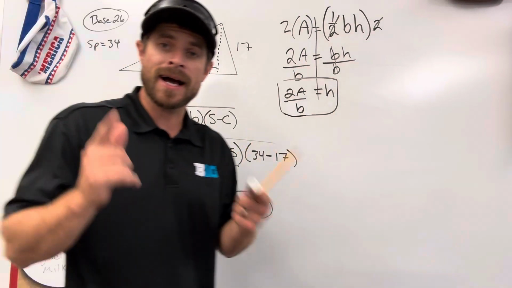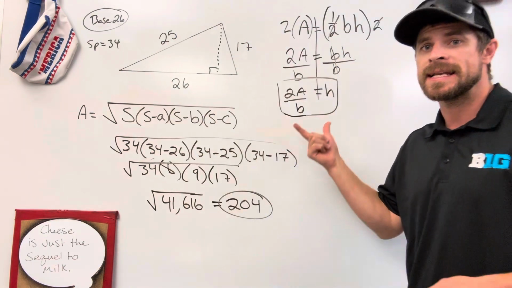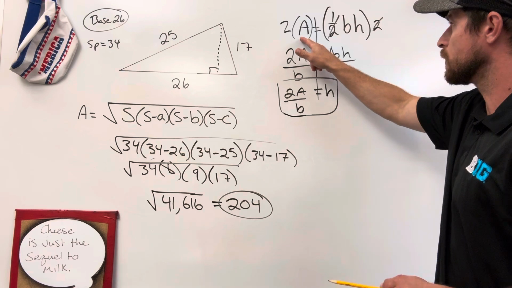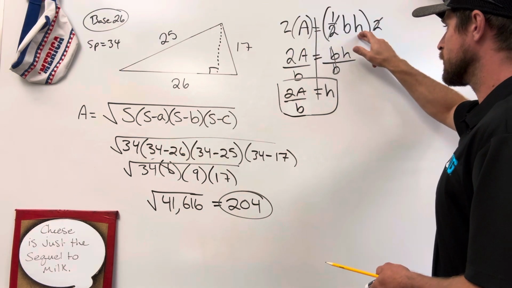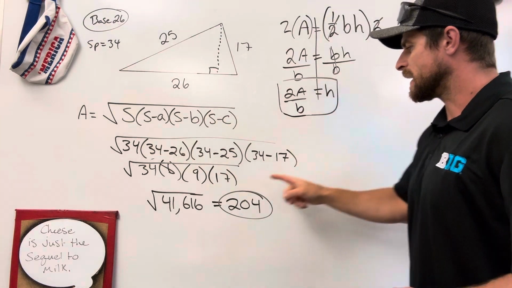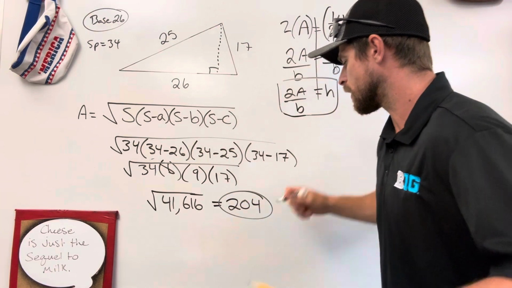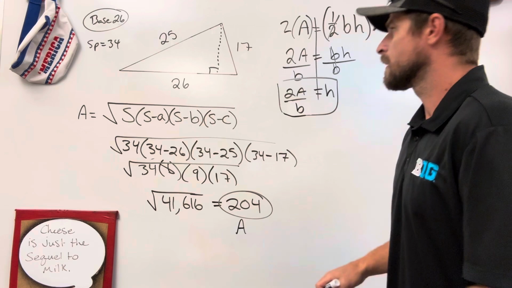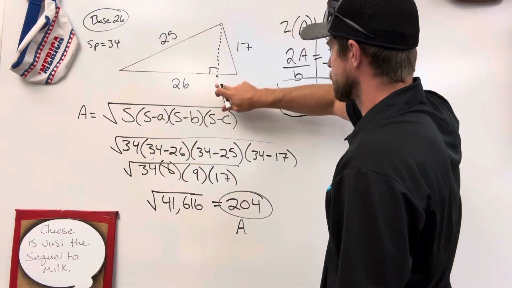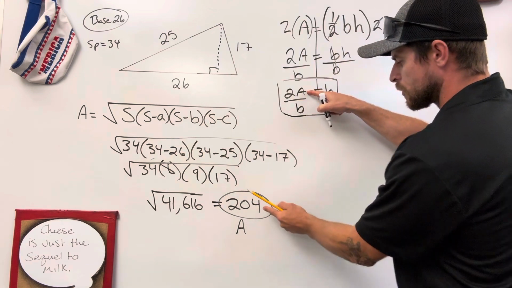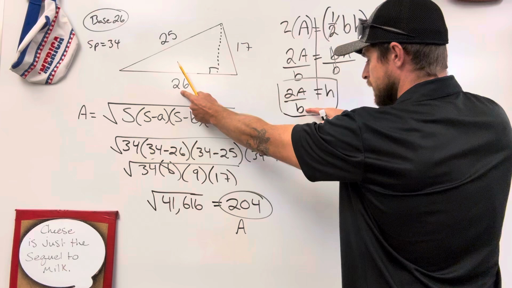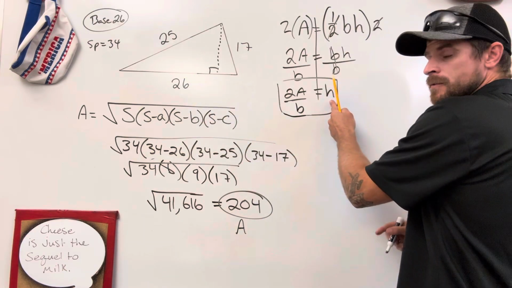But if you're asked to find the height, we got to go one step further and now use this formula that we created from area of a triangle, 1/2 times base times height. It's a literal equation. We solved it for H. Now we need an A. Remember, 204 is our A. It's our area. B, we're using base 26. We're finding this height here. So we're going to replace A with 204. We're going to replace B with 26. And then that will give us our height.